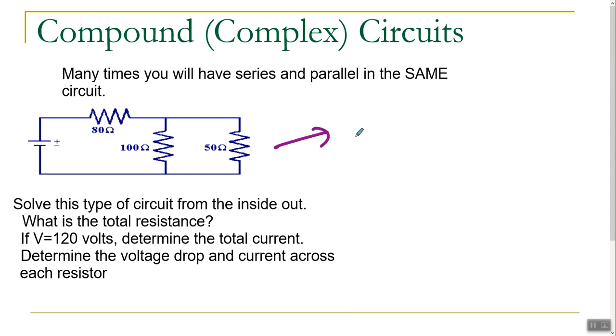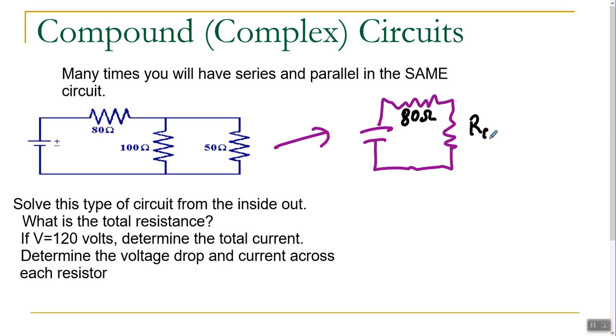Well, the first thing I'm going to do is find my resistors in parallel, and I'm going to simplify the circuit. So this first resistor up here is still going to be 80 ohms, but what is called the effective resistance, right here. Well, these two are in parallel, so I'm going to do my inverse additive rule. That's going to be 1 over R parallel equals 1 over 100 plus 1 over 50.